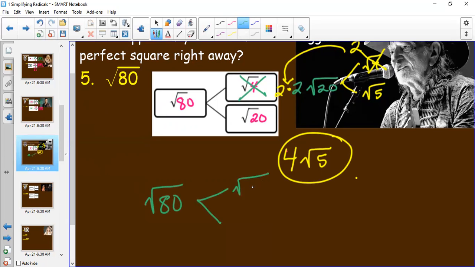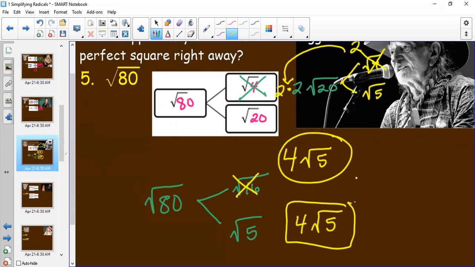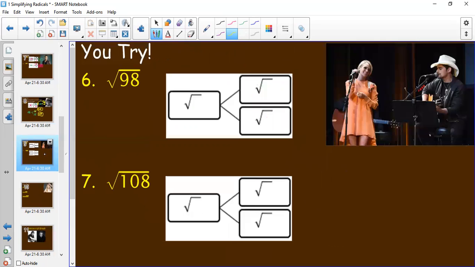This would have been 16 times 5. And then the square root of 16 is 4, and we don't know the square root of 5. So that way is a lot quicker. However, if you don't get it right the first time, you can keep going and get it right the second time. All right, go ahead and try these 2 on your own. Go ahead, pause now, and when you're ready, play, and we'll go through the answers.